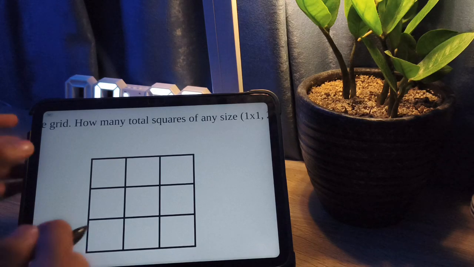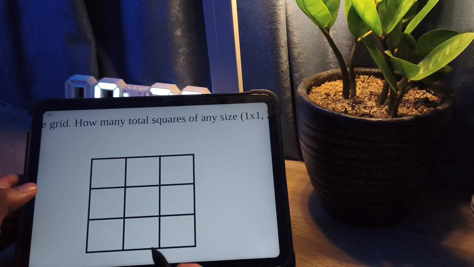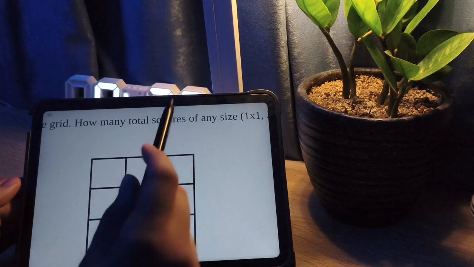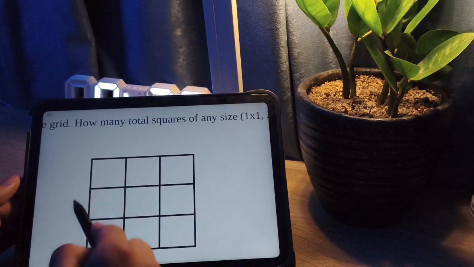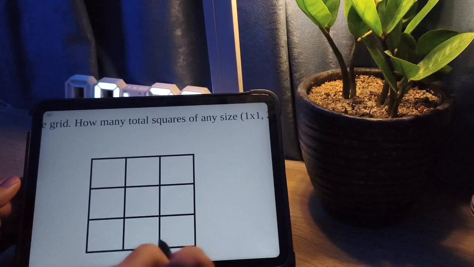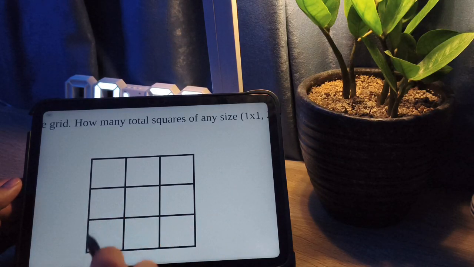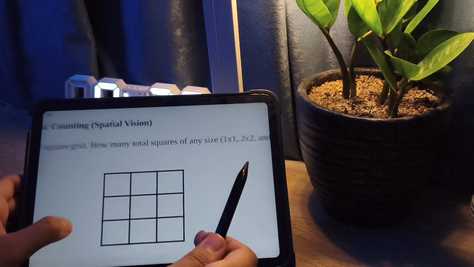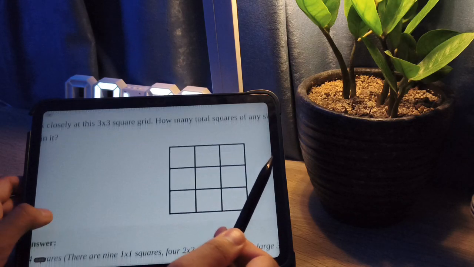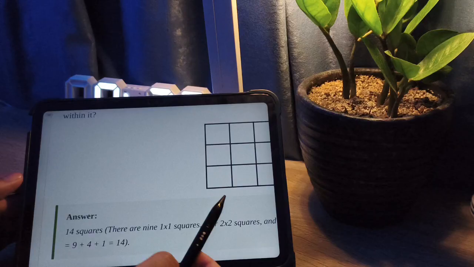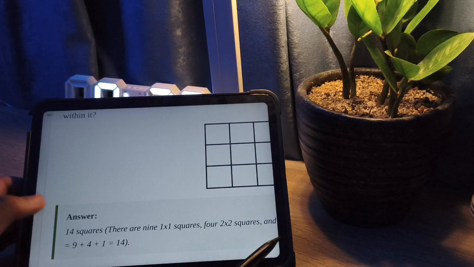Well, let's count them with you, okay? So these are 9, and the bigger one is 10, 11, 12, 13, 14. I think it's 14. I think I missed one, but I think it's 14 actually. Yes, it is 14. I really haven't seen the answer until now, sorry.